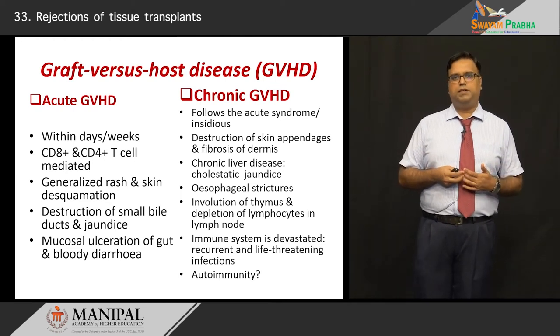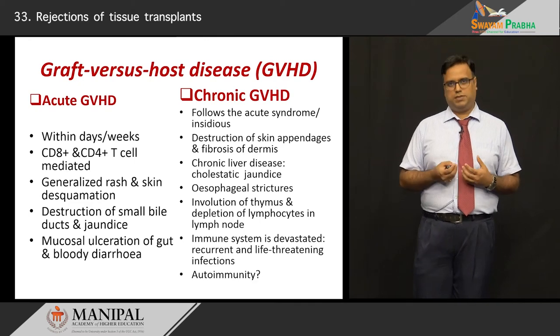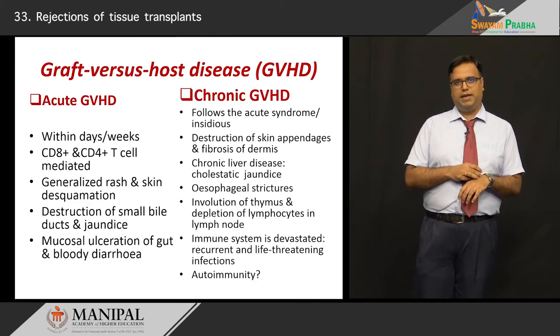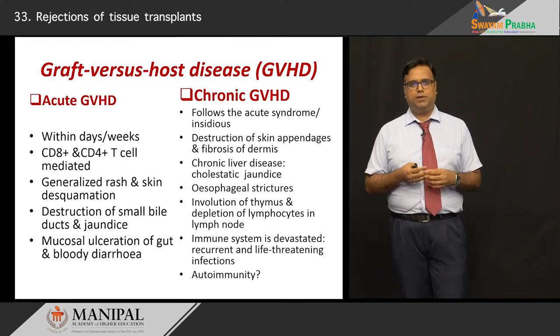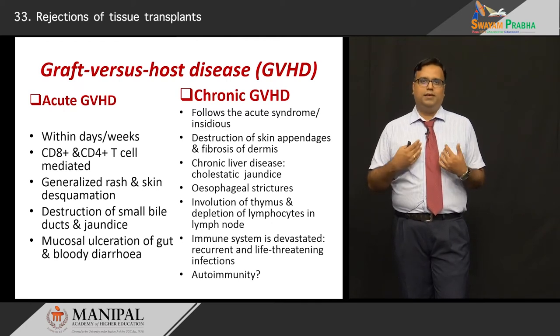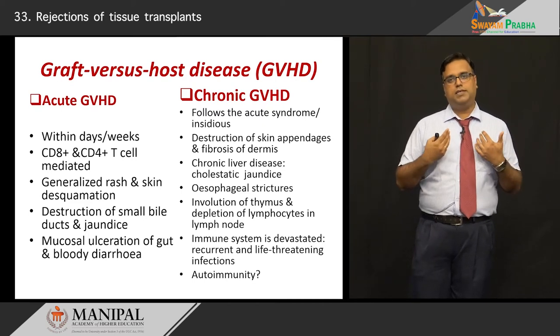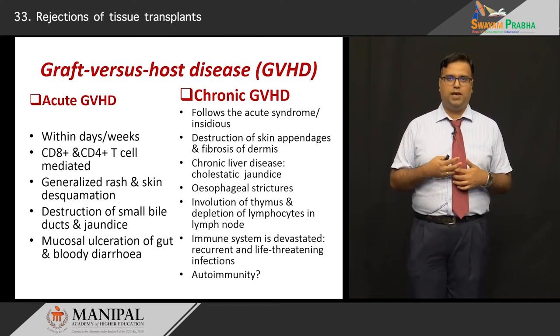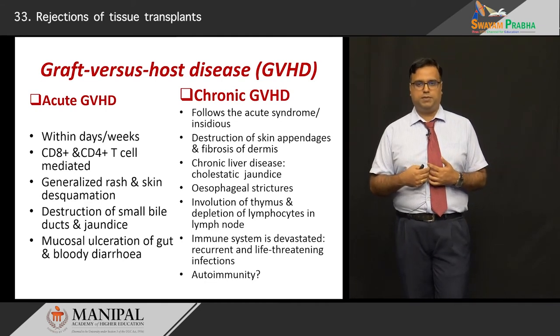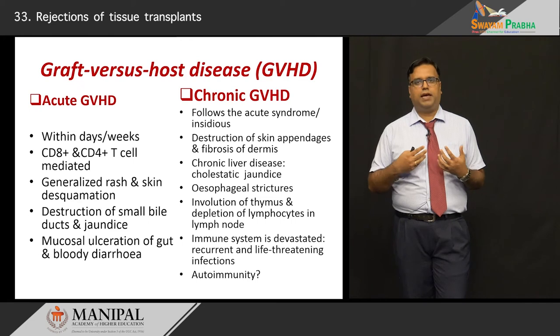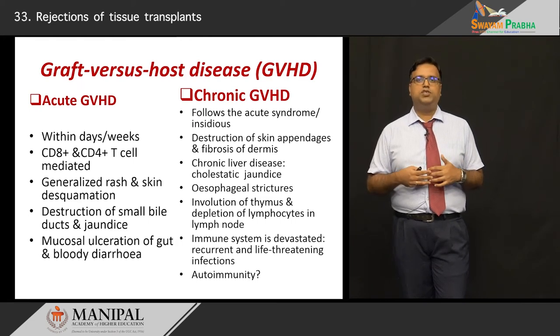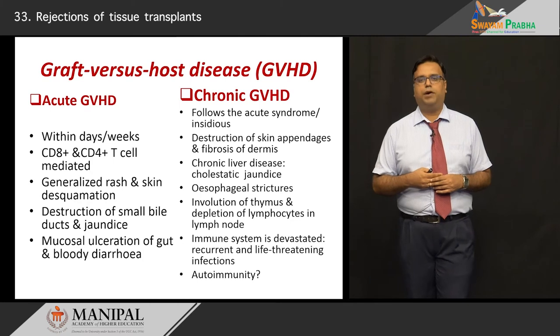And there is a lot of destruction of the dermal appendages of the skin, resulting in fibrosis. They come with skin which is very fibrous and thick. Cholestatic liver disease, because of plugging of the bile pigment within the hepatocytes, they have jaundice. They also come with itching and pruritus because of accumulation of bile salts. In the esophagus, they can develop strictures. So, the patient will have dysphagia, which is difficulty in swallowing food, or odynophagia, which is very painful swallowing of food substances. It can result in involution of the thymus, especially in the younger age group, and depletion of a lot of lymphocytes even within the lymphoid system.